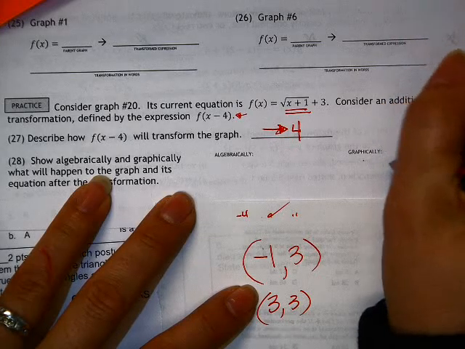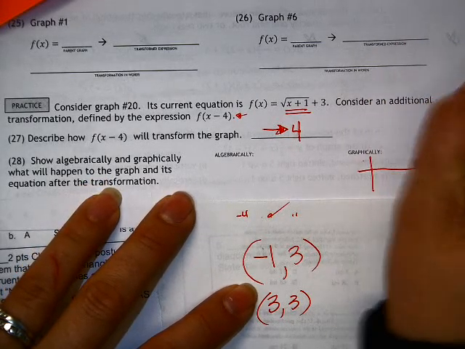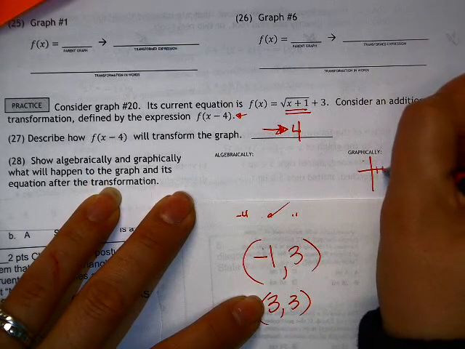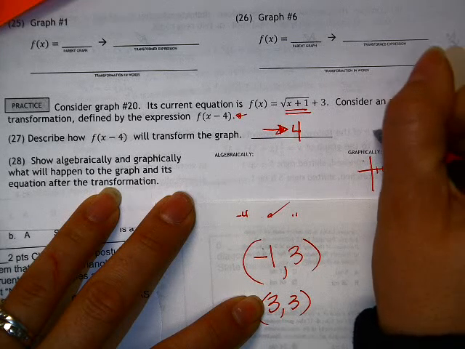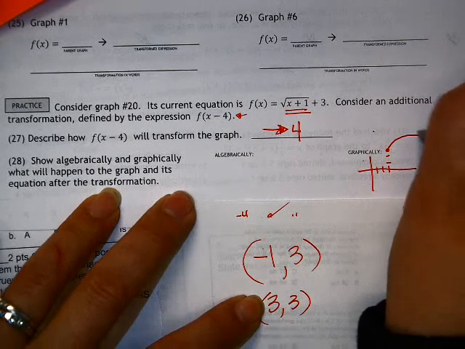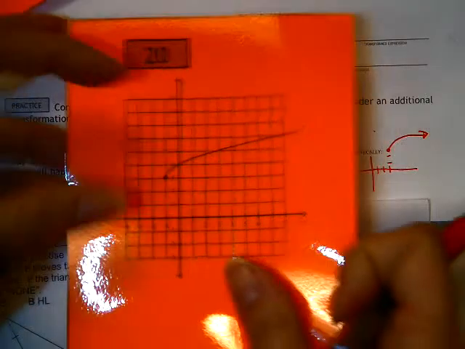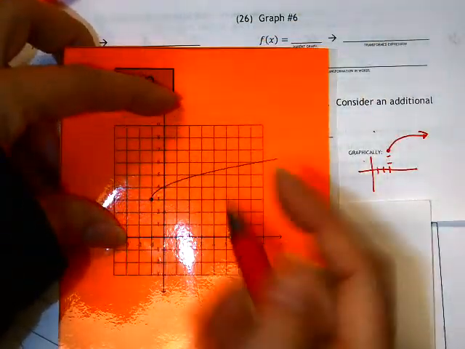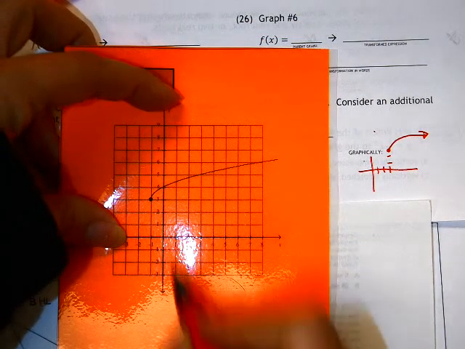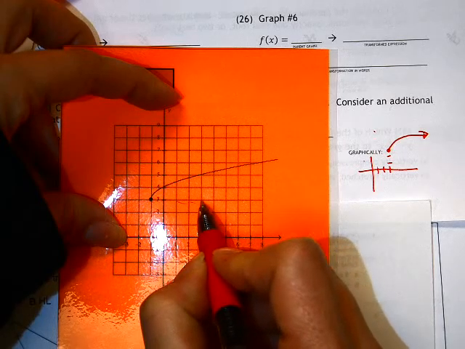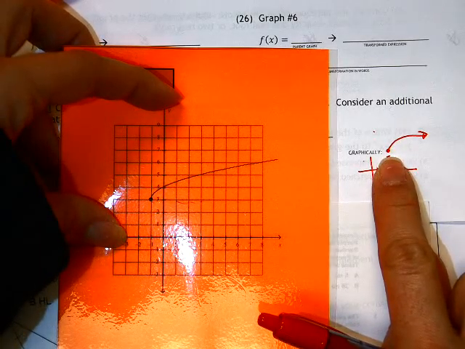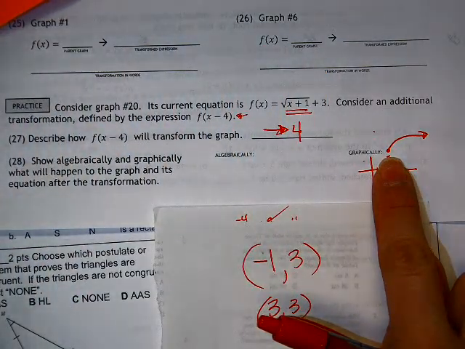So graphically, I will be at 1, 2, 3, 1, 2, 3. And this is my square root function. So I used to be here, and now I moved it to the right 1, 2, 3, 4, and so now it's this location. That's what happened graphically.